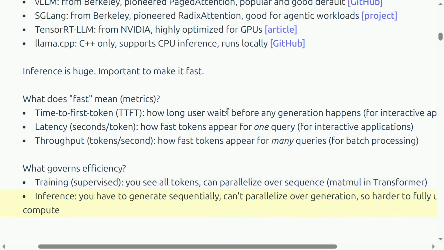In inference, you can't do that. Because of the autoregressive nature of inference, you have to generate tokens sequentially, one at a time. So this is a fundamental reason why inference is a very different workload than training: you can't parallelize across the sequence dimension. And therefore, as we'll see later, it's going to be harder to have high arithmetic intensity or fully utilize the compute.